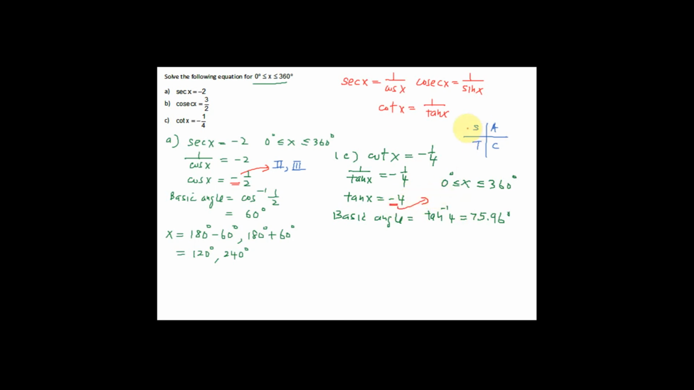Now the third step, look at tangent here, it is negative. Tangent negative will be in the second and the fourth quadrant. Therefore, your x will be in the second quadrant, which is 180 degrees minus the basic angle, and the fourth quadrant is 360 minus the basic angle. Therefore, your final answer equals 104.04 degrees and 284.04 degrees.